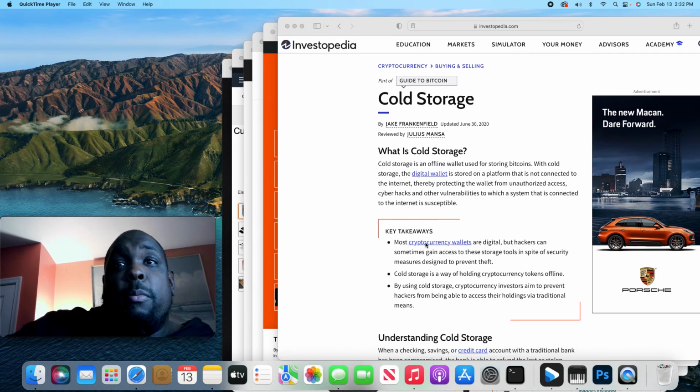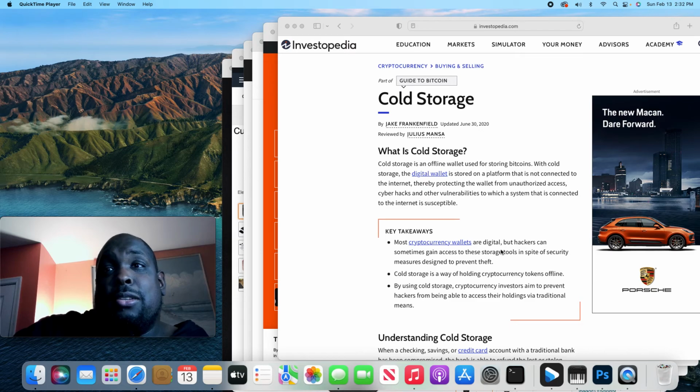Key takeaways: most cryptocurrency wallets are digital, but hackers can sometimes gain access to these stores, in spite of security measures designed to prevent theft. Cold storage is a way of holding cryptocurrency tokens offline, meaning they're not connected to the internet. But going back to the first point, hackers can sometimes gain access to these stores, in spite of security measures designed to prevent theft. It's still possible. I am unaware of any stories of them being hacked.